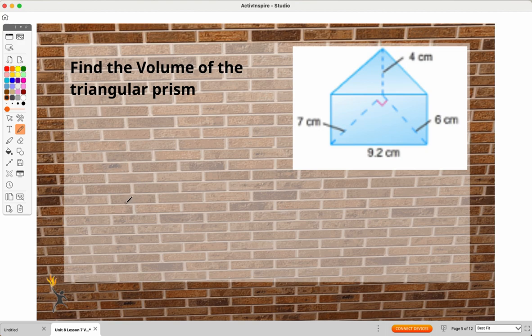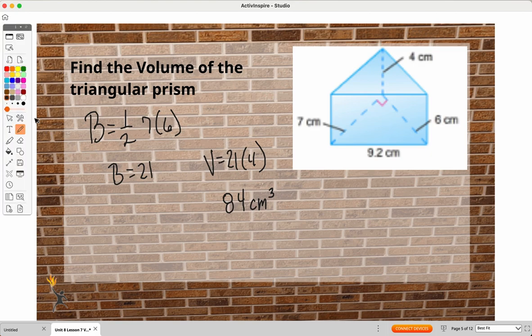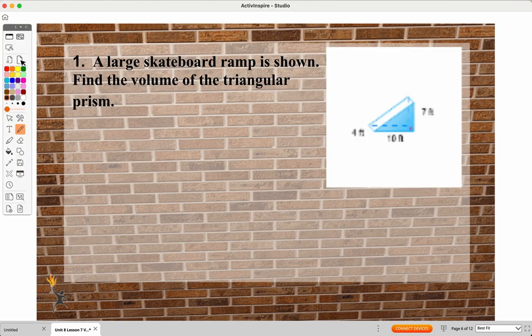All right, so let's take a look at this last one. So again, find big B first. 1/2 of 7 times 6. So 42, half of 42, big B is 21 centimeters squared. So its volume is equal to 21 times 4. That makes our answer 84 centimeters cubed. That's the volume of the shape we're looking at there.